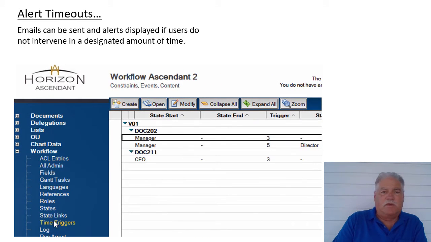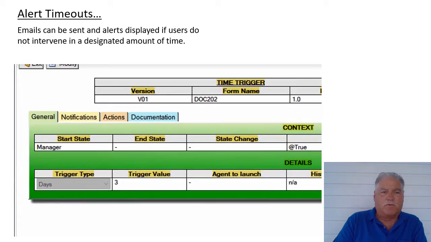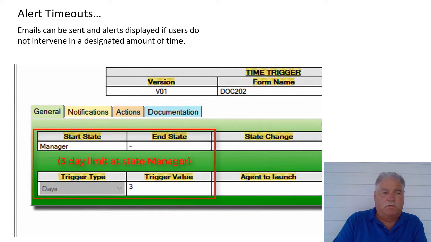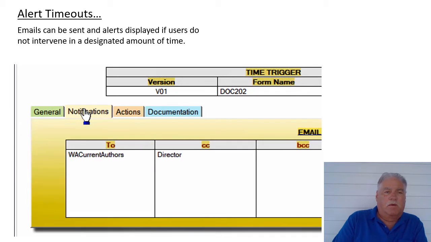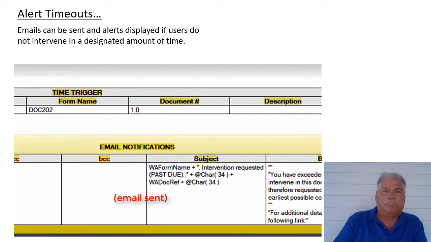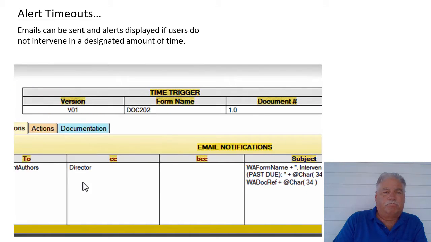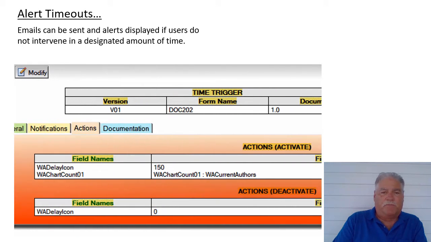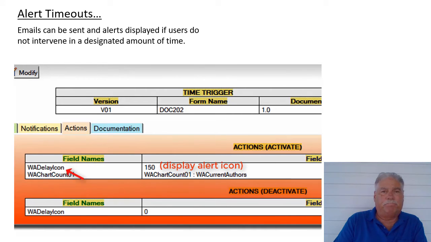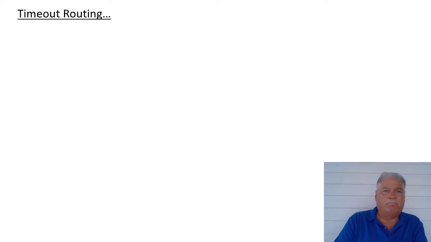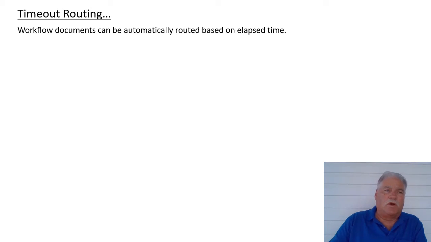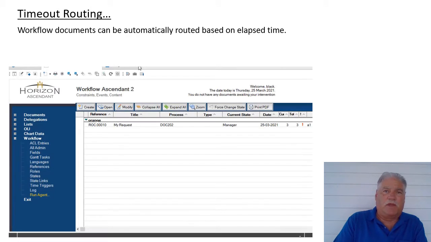In here, to define these, we use what's known as time triggers. Here is the basic definition, the notification that was sent, and the fields that were updated. So you can see the delay icon. Of course, you can change that as you so see fit. And these time trigger documents are virtually identical to the state documents, with the exception that one treats users while the other treats time.